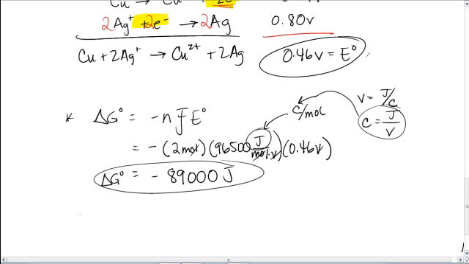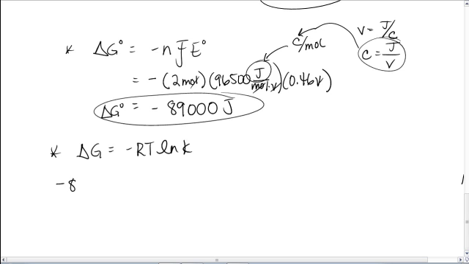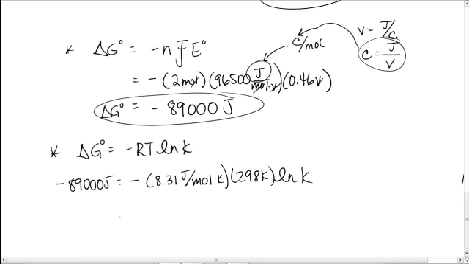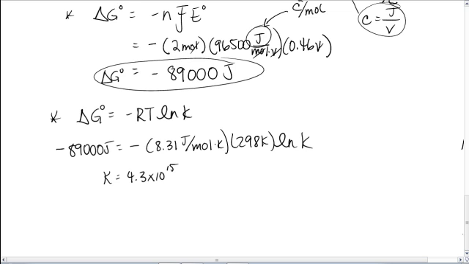And then if I want my K value, once I know delta G, delta G is equal to negative RT natural log K. Plug in my delta G value. Negative 89,000 joules is equal to, this is the 8.31 version. I want it in joules, so it cancels. Times my temperature, 298 Kelvin, natural log K. Solve for K. K is equal to 4.3 times 10 to the 15th. And then if I just want to bring it back full circle, I could use this equation.